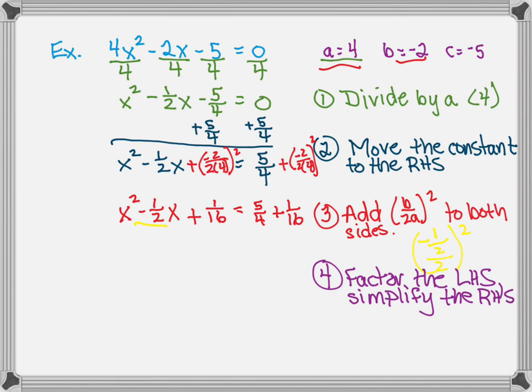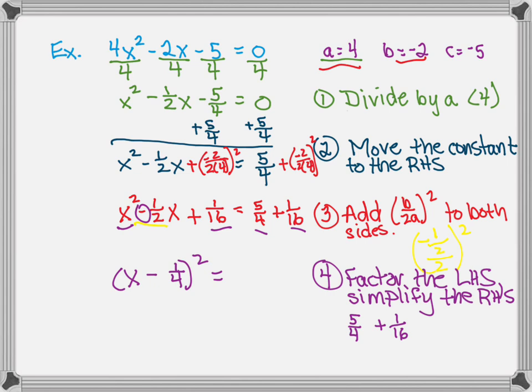Step 4, factor the left-hand side, simplify the right-hand side. So remember, the left-hand side is a perfect square trinomial. The square root of x squared is x. The square root of 1 over 16 is 1/4. The sign of the middle term is a negative, so we put a minus. We've got our parentheses squared. That's our left-hand side. And on the right-hand side, we've got to combine these fractions.